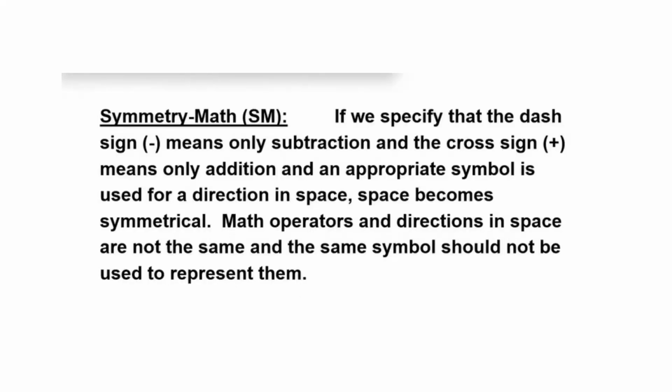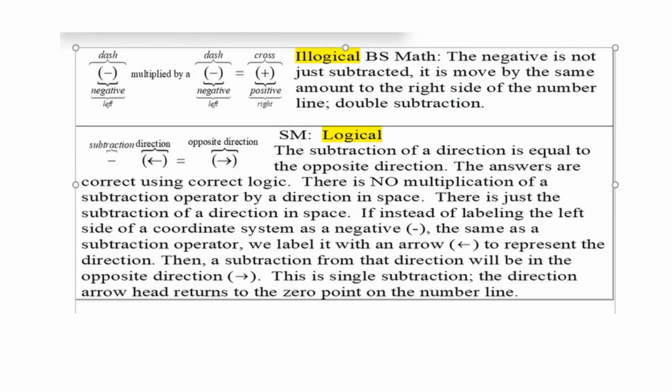Symmetry math, SM. If we specify that the dash sign means only subtraction and the cross sign means only addition, and an appropriate symbol is used for a direction in space, space becomes symmetrical. Math operators and directions in space are not the same, and the same symbol should not be used to represent them. A dash multiplied by a dash equals a cross. A negative times a negative equals a positive, and a left times a left equals a right.